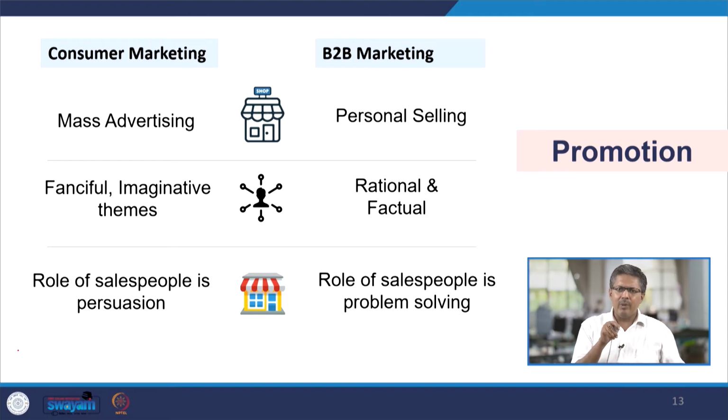So, the salesperson is generally a mechanic or an engineer, somebody who has technical knowledge, and he can help you in problem solving. For example, the salespeople in a company like IBM or Infosys or Wipro will come to your company, try to understand your problem and then try to solve it, right. But in the consumer market, it is just a persuasive role, right. So, that is why advertisement also plays a very vital role.